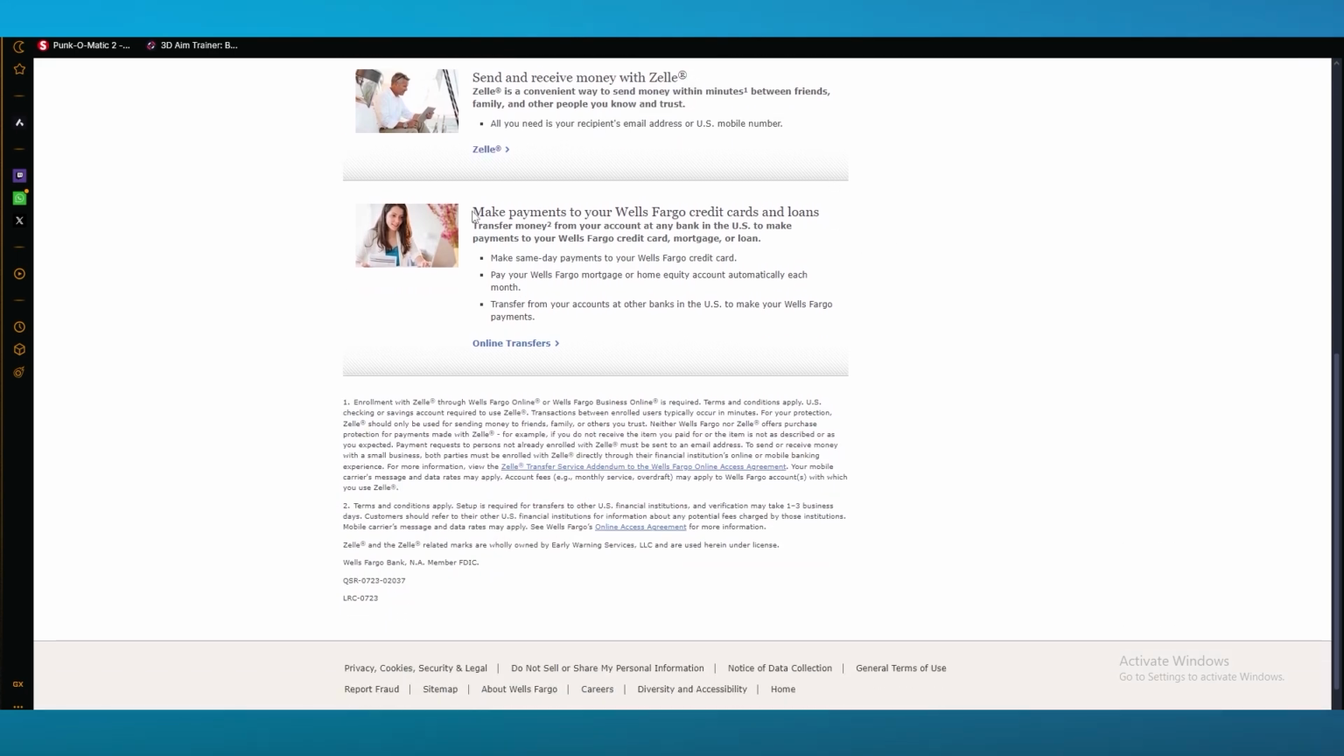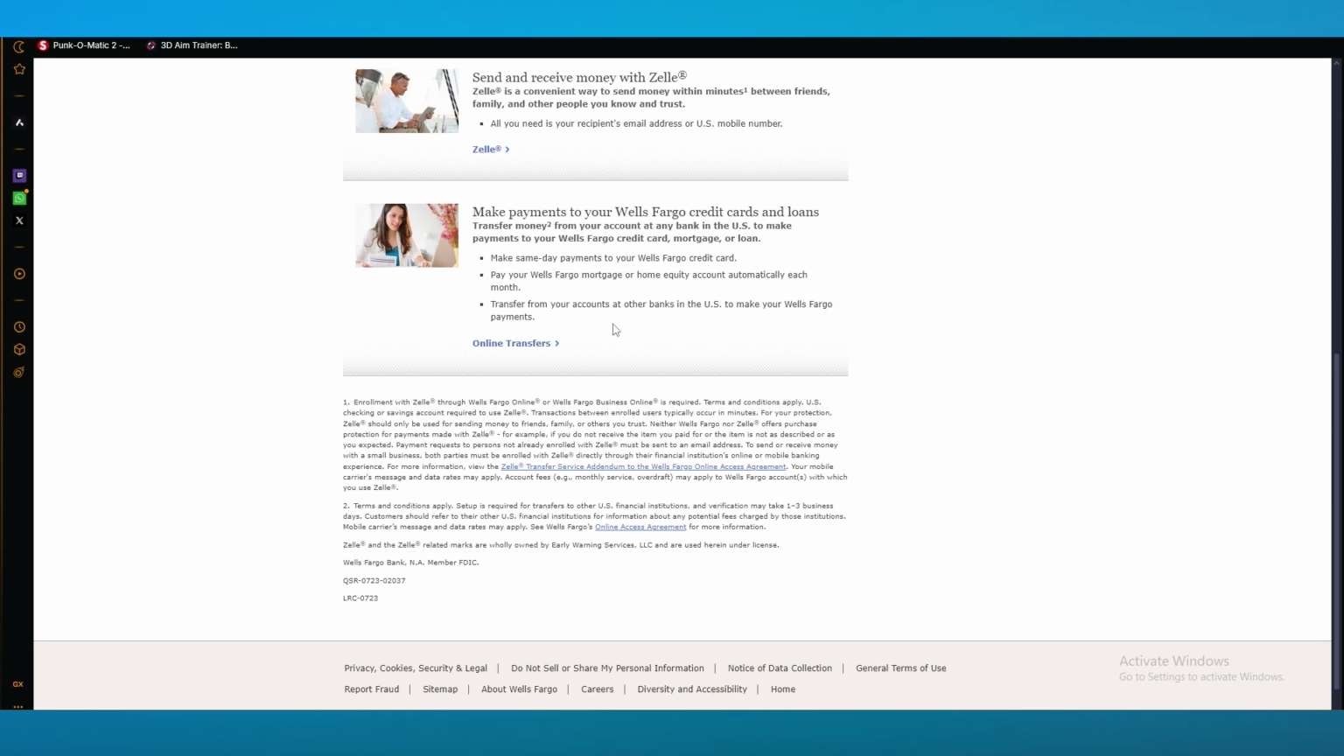You can also move over to making payments to your Wells Fargo credit cards and loans. Transfer money from your account at any bank in the US to make payments to your Wells Fargo credit card, mortgage, or loan. You can make same day payments to your Wells Fargo credit card, pay your Wells Fargo mortgage or home equity account automatically each month, and transfer from your accounts at other banks in the US to make your Wells Fargo payments.